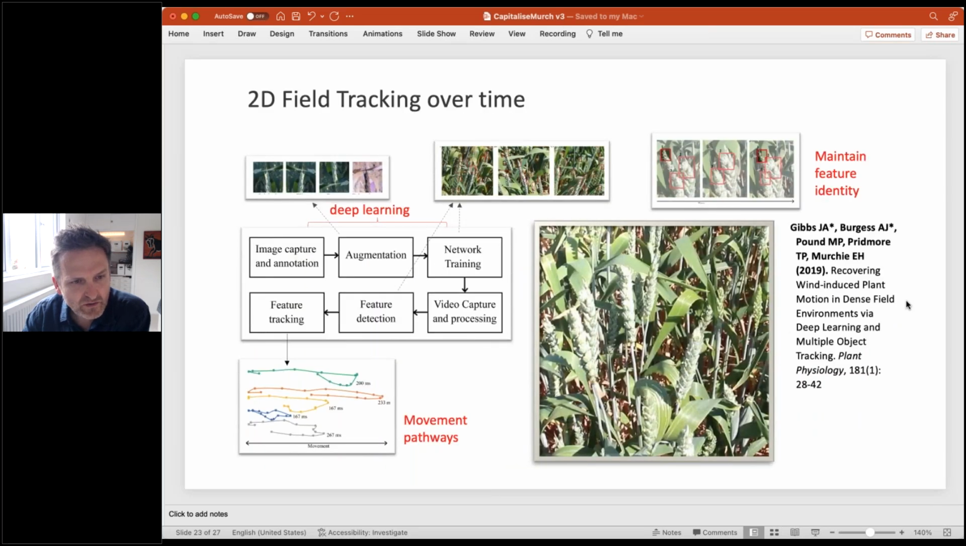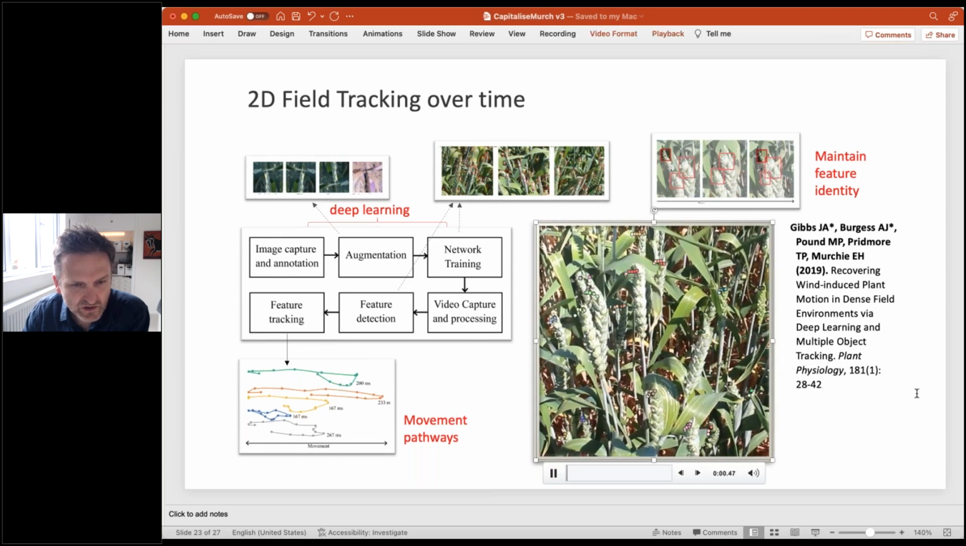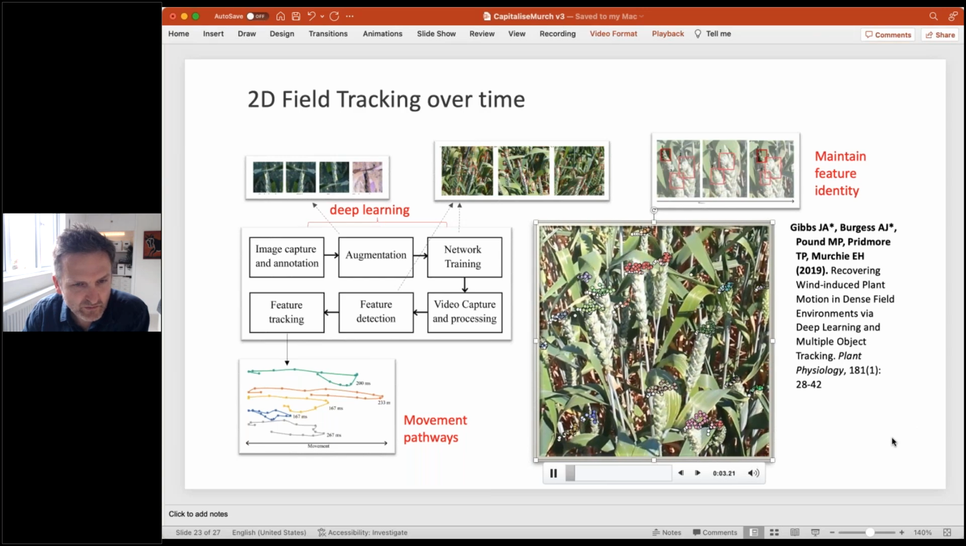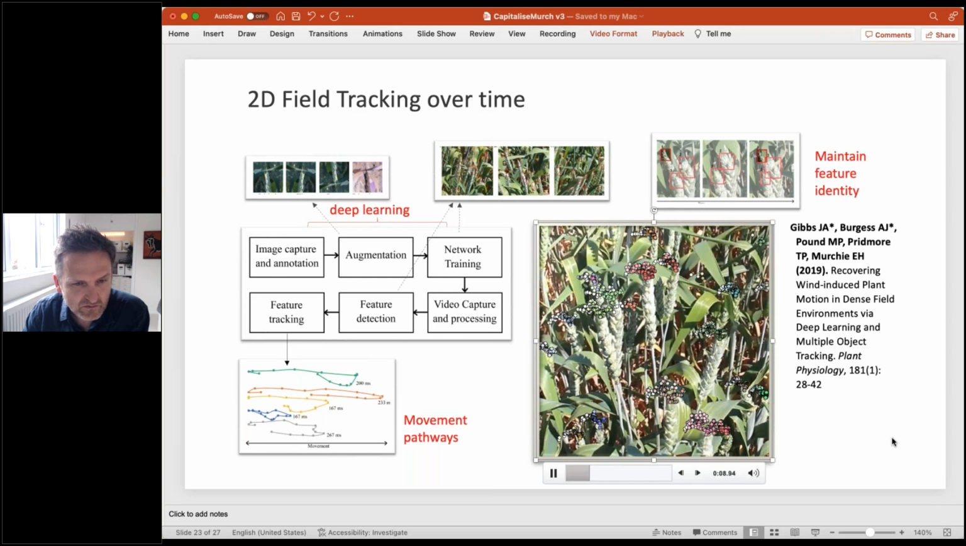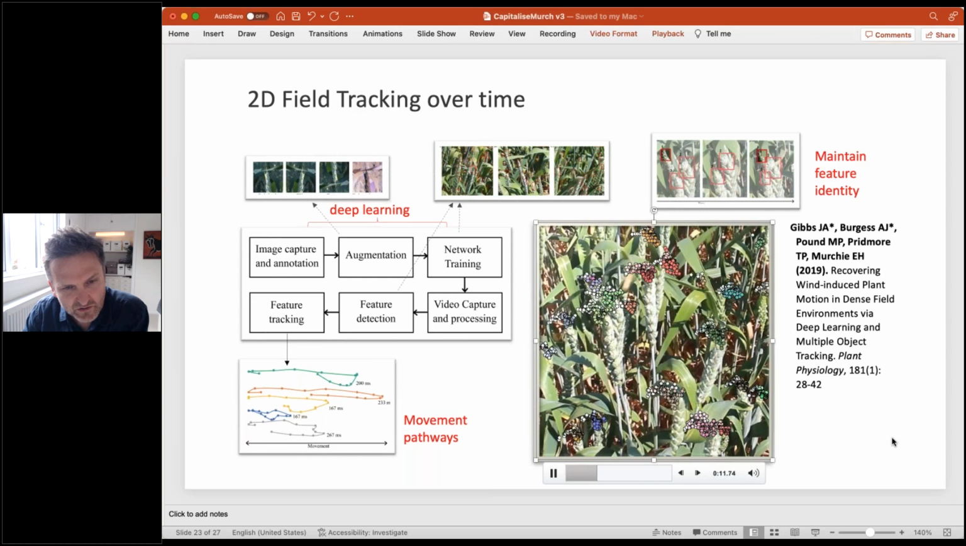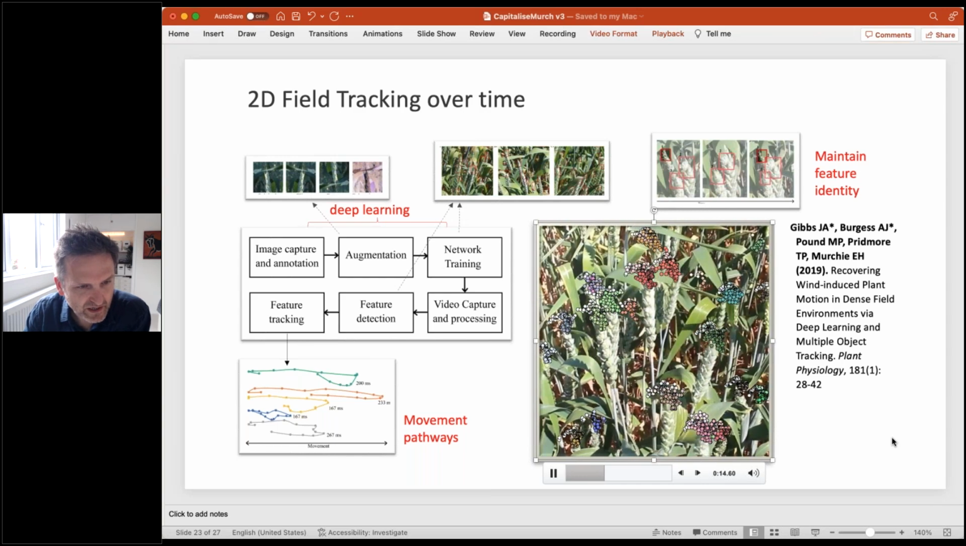Okay, so what are we doing? We've been developing methods for modeling canopy movement. So this is tracking of a wheat canopy movement using deep learning. This is Jonathan Gibbs, Alex Burgess, and others. And by tracking the movement of wheat ears in a canopy, identification and tracking of the ears, you can then follow their movement in a two-dimensional video, quantify the movement, and for the first time get data on the amplitude and frequency of movement of parts of the canopy.